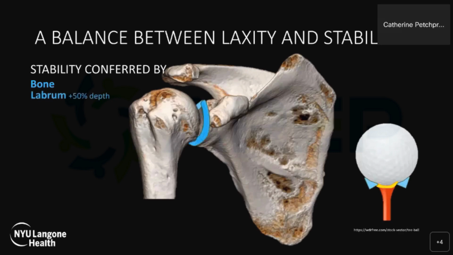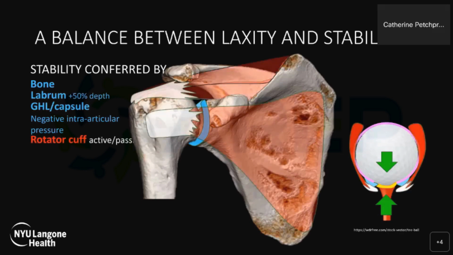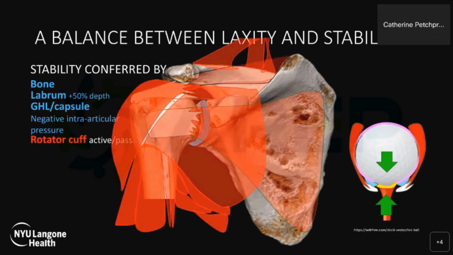The labrum increases the depth of the glenoid by 50%. Together with the glenohumeral ligaments and joint capsule, these structures help generate and maintain negative intra-articular pressure, which pulls the humeral head and glenoid together. The rotator cuff provides both active and passive stability, and the big muscles around the shoulder girdle provide additional muscle support.